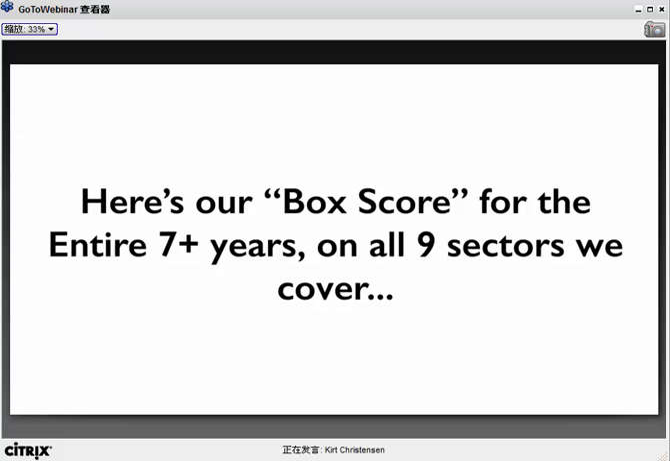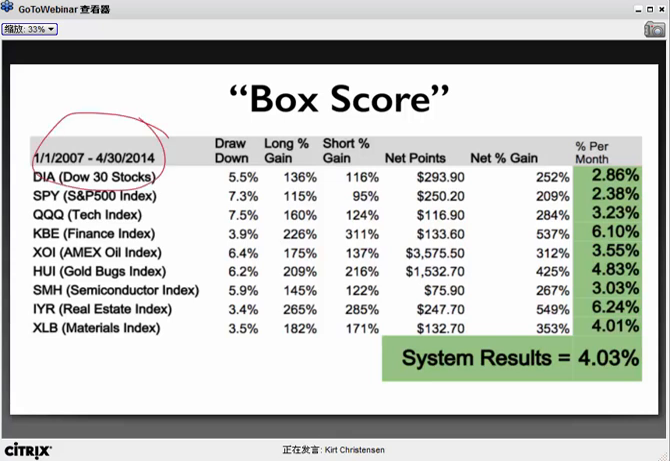Here's our box score of the entire 7+ years that we've been running this. This goes all the way back to January 2007. And you can see since then, we've had some pretty stellar results. The boiled-down number you want to look at is down here on the bottom. The system results exactly at 4.03% per month trading the single ETFs. Now, we have many other ways to trade these using double ETFs and options and things like that we'll talk about later. But just the lowest common denominator, trading single ETFs, that's the kind of results we can get.